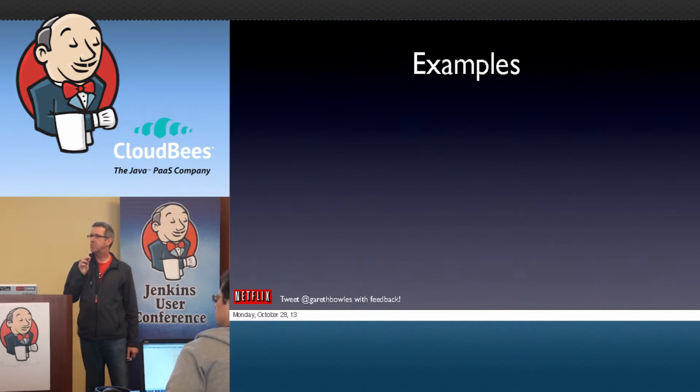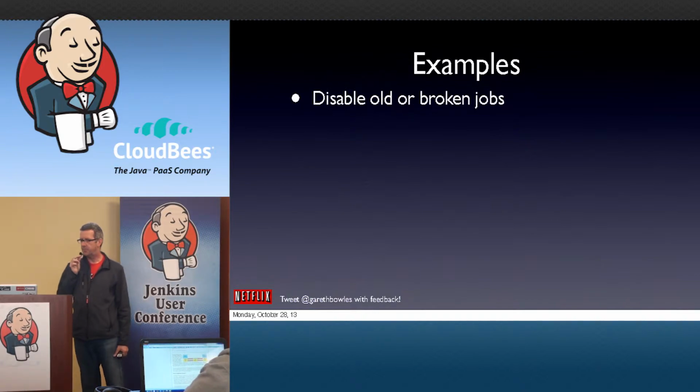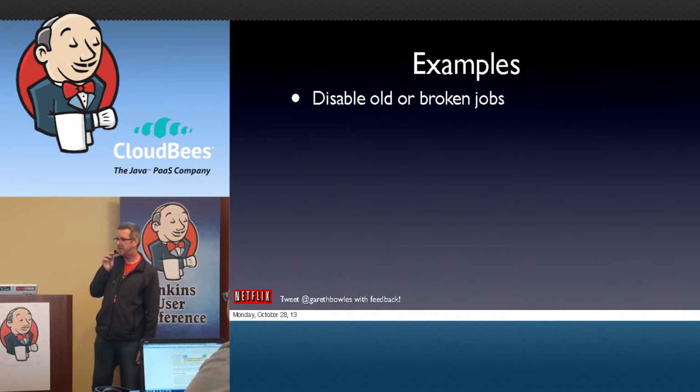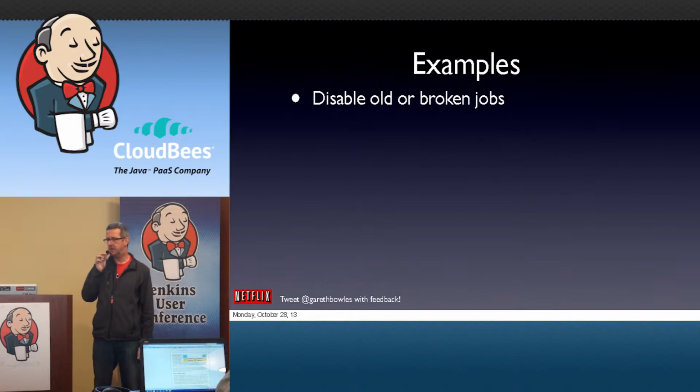Let's look at a couple of examples of what we use this for at Netflix. We automatically disable any job that hasn't built successfully in the last 90 days, just to stop the system getting too cluttered and running jobs that are going to fail needlessly.